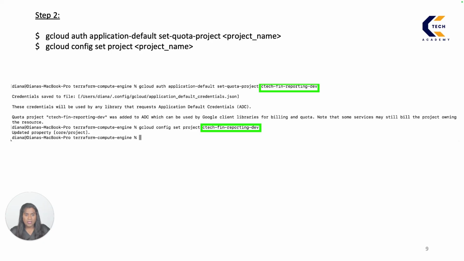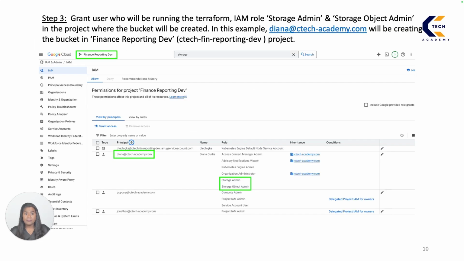Step 2. Now set your Google Cloud project to the project where you would like to create your storage bucket. Step 3. Grant the user who will be running the Terraform the IAM roles Storage Admin and Storage Object Admin in the project where the bucket will be created. In this example, Diana at ctech-academy.com will be creating the bucket in the Finance Reporting Dev project as an example.